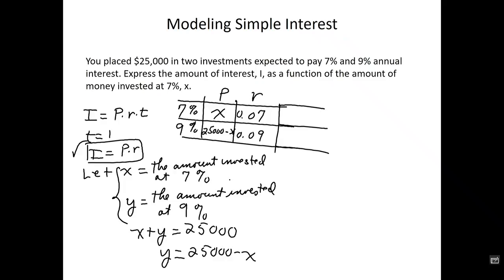So principal times rate is the interest. So here's the interest accrued from each account. The interest on the 7% account is 0.07 times x. The interest on the 9% account: we have the amount in this account, 25,000 minus x, times the rate, 0.09 times the principal, 25,000 minus x.